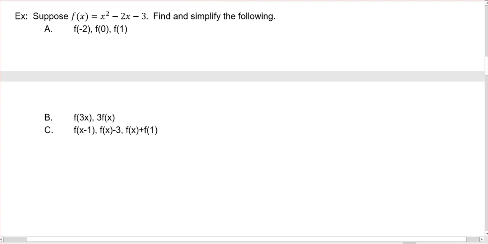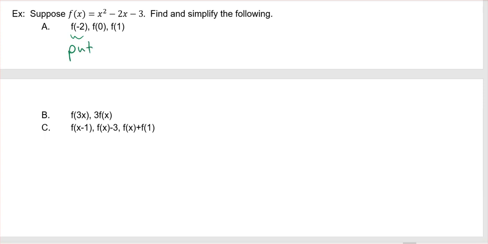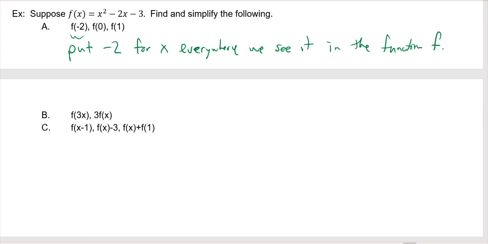So this is a little bit different, right? This idea here, when we write that, we mean that we're going to put -2 for x everywhere we see it in the function f. Okay, so that's all we're going to do, right? So f of -2, we're just going to put that -2 wherever we see x.